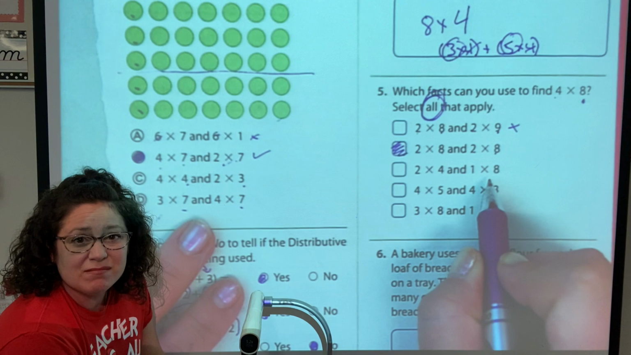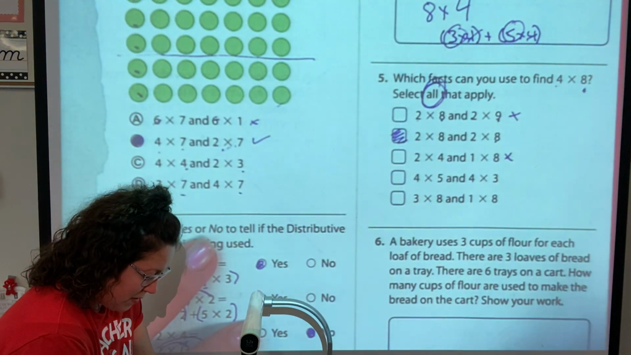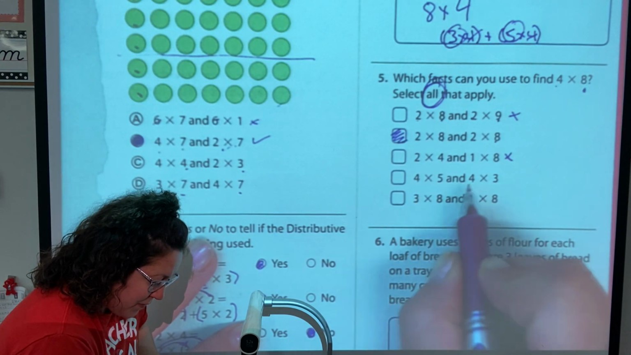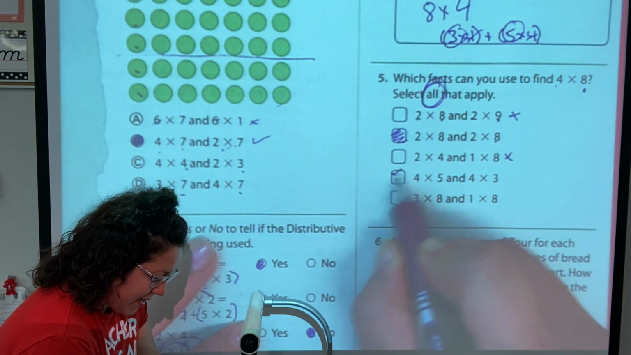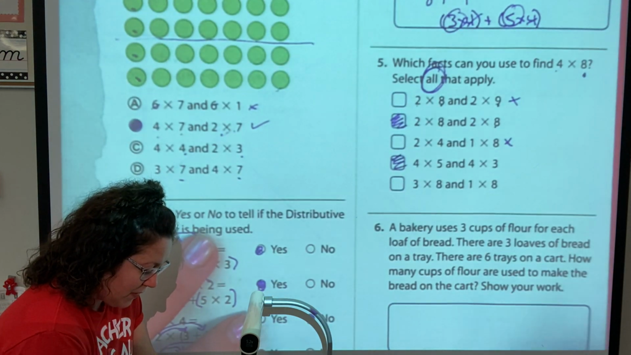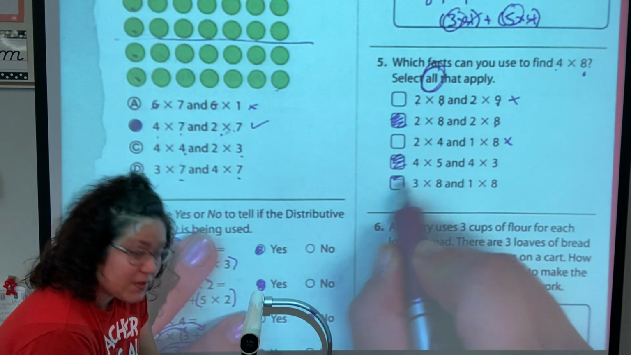These are all different, so that can't be right. 4 and the 4 are the same. 5 and the 3 makes an 8, so that's a yes. 3 and 1 make 4. 8 and 8 stay the same, so that's also a yes.